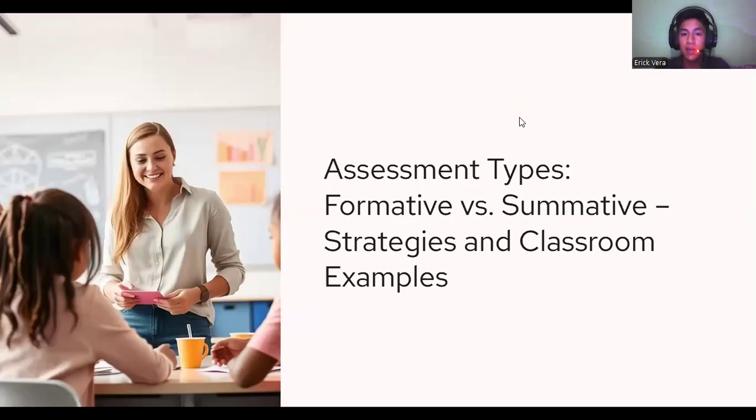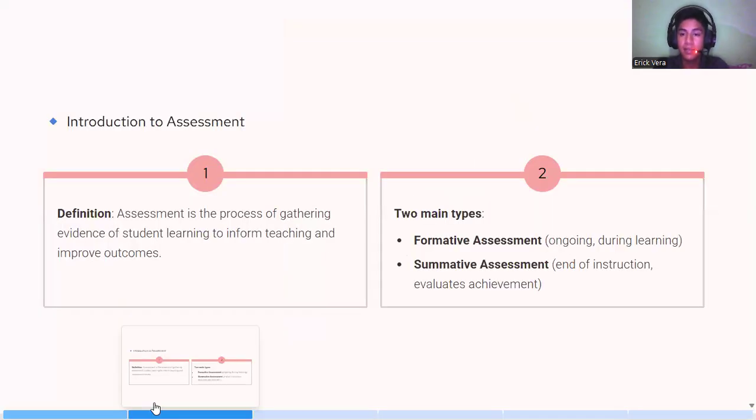In this session, I'm going to explain the assessment types. Into the assessment type, we have the formative and summative assessment. In this video, I'm going to provide you strategies and classroom examples. First, let's understand what is assessment. Well, assessment is the process of gathering evidence of students' learning to inform the teaching and improve outcomes.